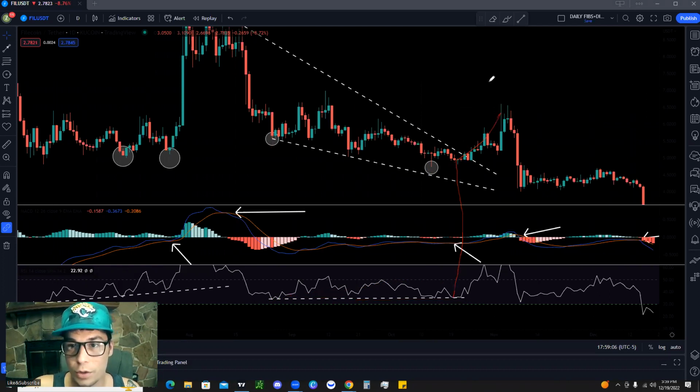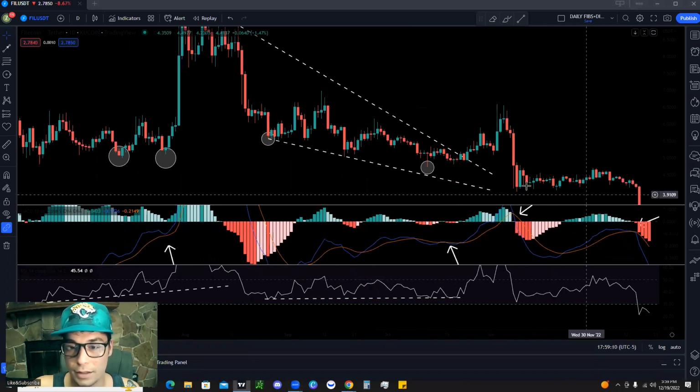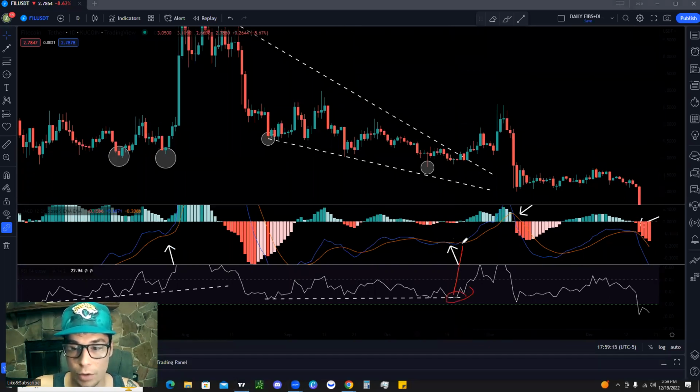And that's also coincidentally where we get a MACD entry signal as well. If we zoom in on our MACD, we can see we've got the bullish divergence right here. We also get a MACD crossover right here as well. And then we start trading way above the orange line with the blue line here. Shortly afterwards, we get a MACD sell signal right here.